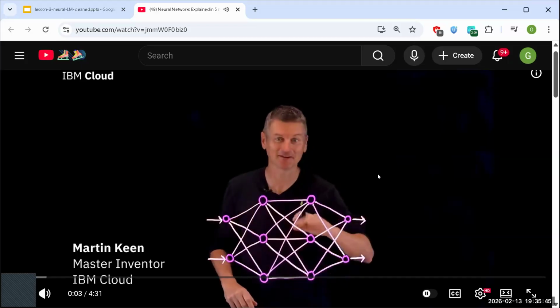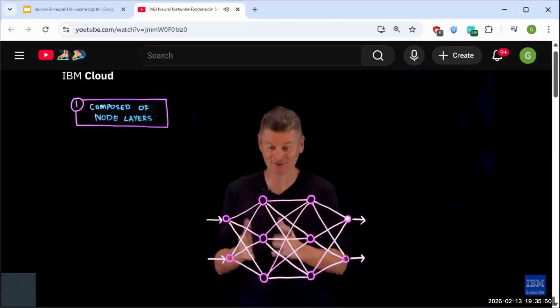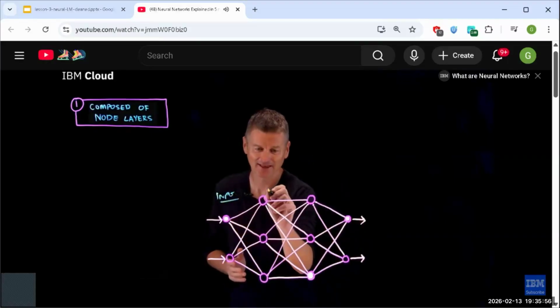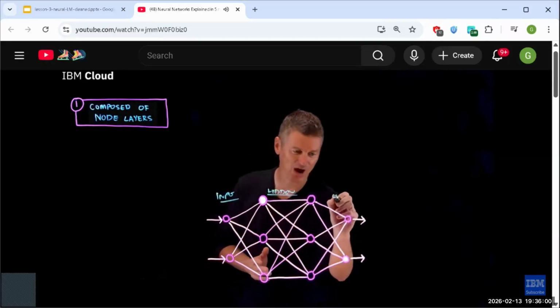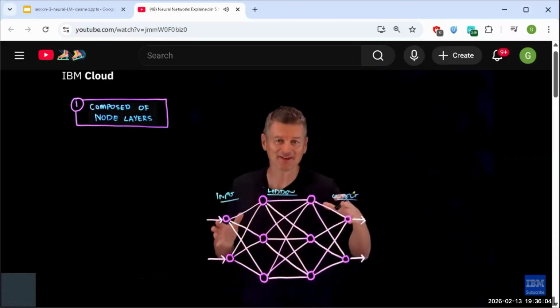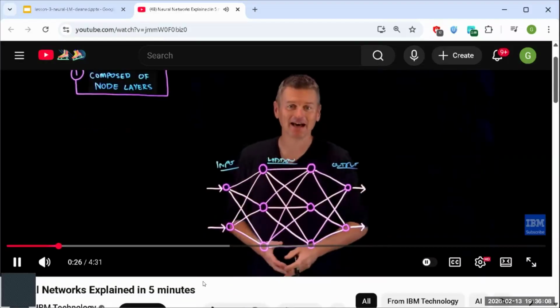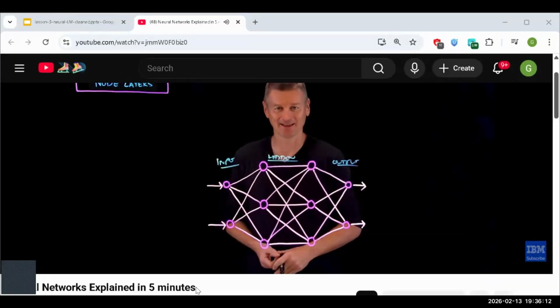Neural networks in under 5 minutes. Number 1, neural networks are composed of node layers. There is an input node layer, there is a hidden layer, and there is an output layer. And these neural networks reflect the behavior of the human brain, allowing computer programs to recognize patterns and solve common problems in the fields of AI and deep learning.